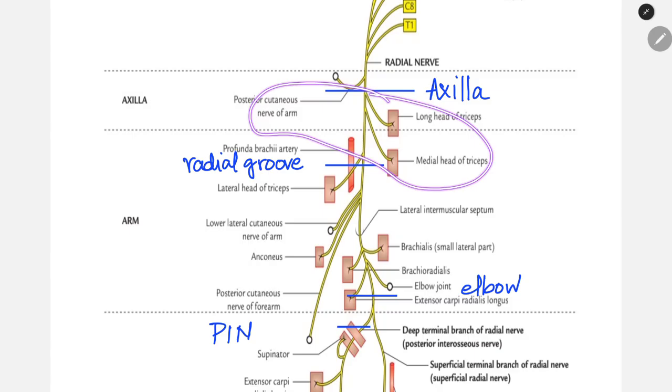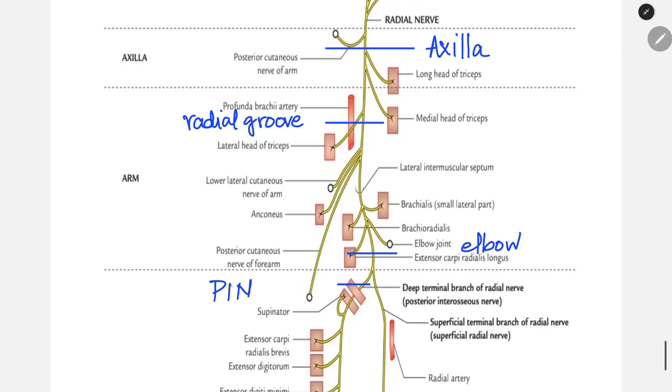To these three it gives supply, and it passes through the radial groove along with the profunda brachii artery, and then it gives three structures: the lateral head of triceps, again the medial head of triceps, and the anconeus. The medial head of triceps is supplied both in the axilla and in the radial groove. Please do remember. It also gives the lower lateral cutaneous nerve of arm.